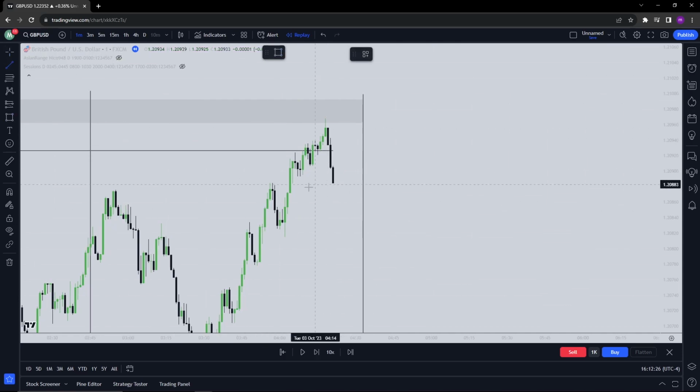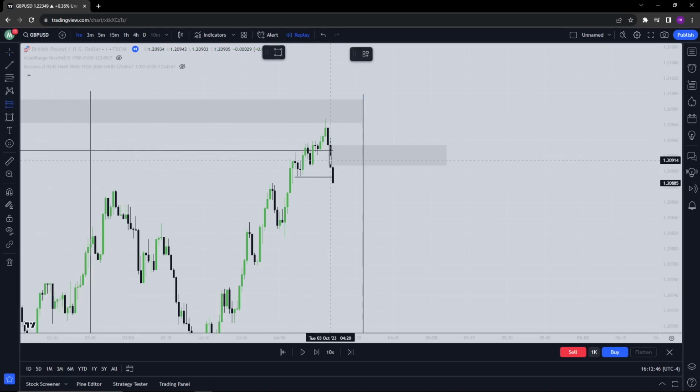You can see we have a market structure shift right over here. Not only this, it's with displacement because there's a strong series of candles. You can see 1, 2, 3. And we also have an imbalance right over here. Okay, it is a beautiful setup. We've had our liquidity sweep, we've come into our zone, we have an imbalance and also an order block right over here, and now we have a market structure shift.